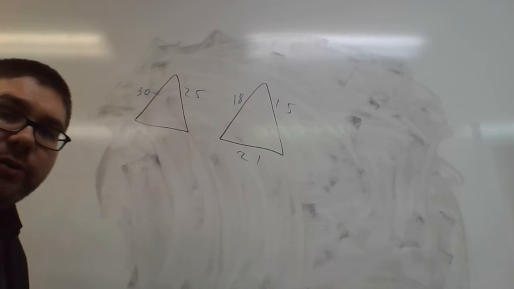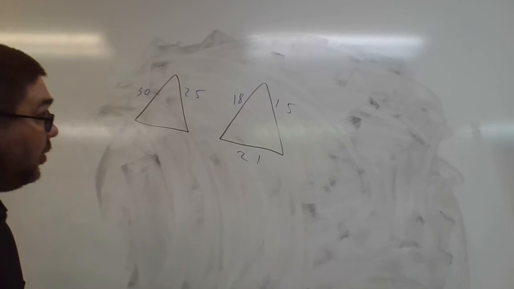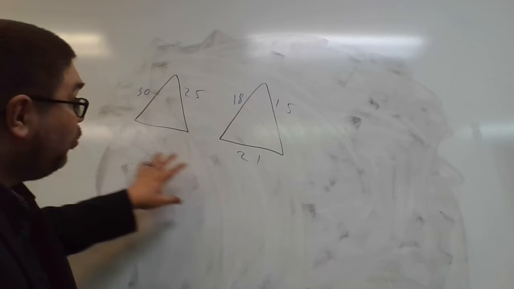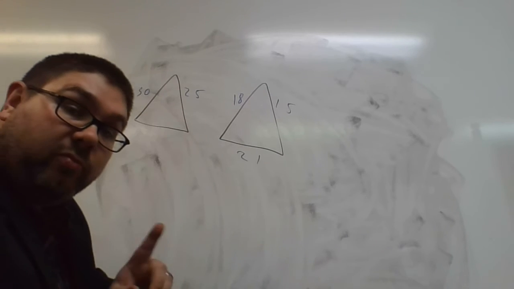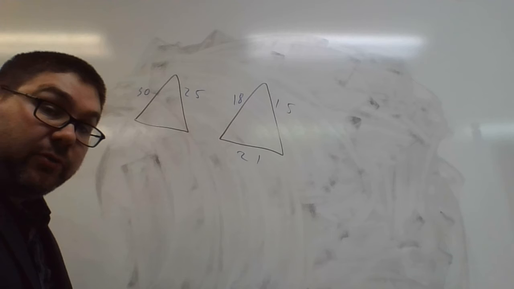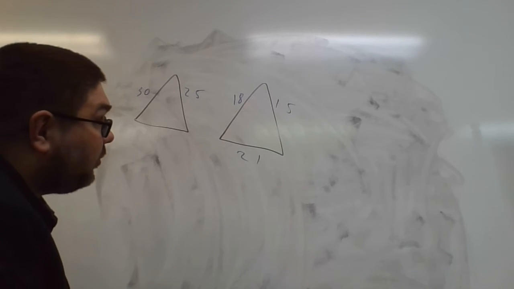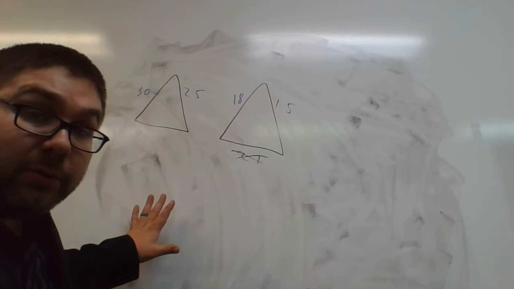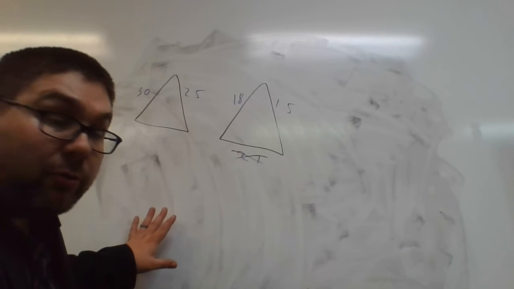So now I have 2 triangles. One of them we have all 3 sides. One of them we only have 2. First thing I want to point out, now I didn't do this on the first one, but I'm going to do it on this one. This 21, for this type of problem, we can ignore it.